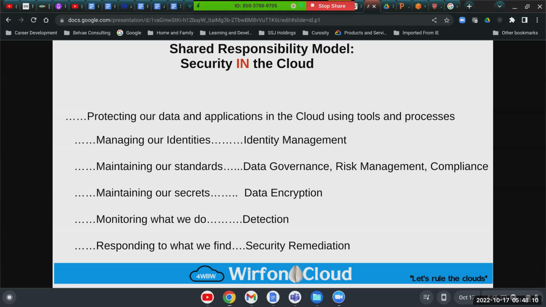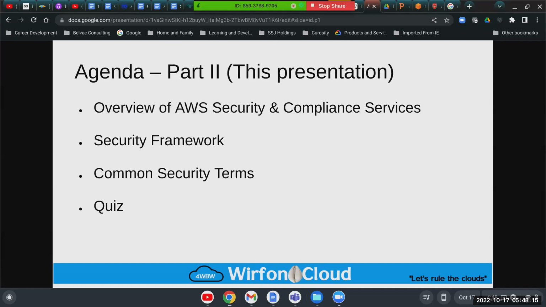With that being said, we can now move to what we are going to do today. Today we're going to look at part two of the agenda, which is specifically security in the cloud. That means we would look at AWS security and compliance services. These are the tools, and hopefully the processes, that would help us manage the security environment which we have. We'll look at the security framework.